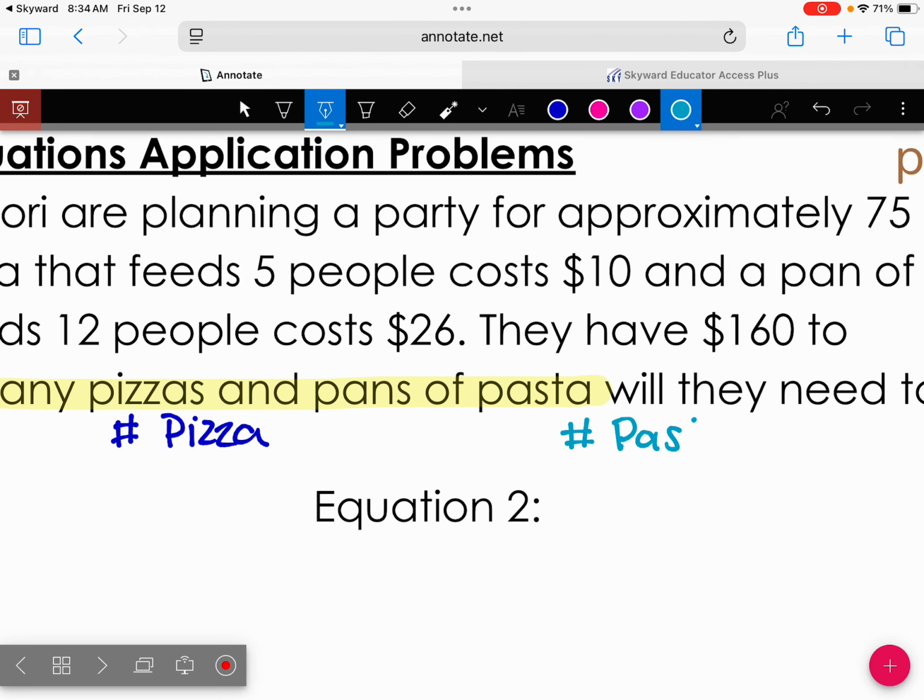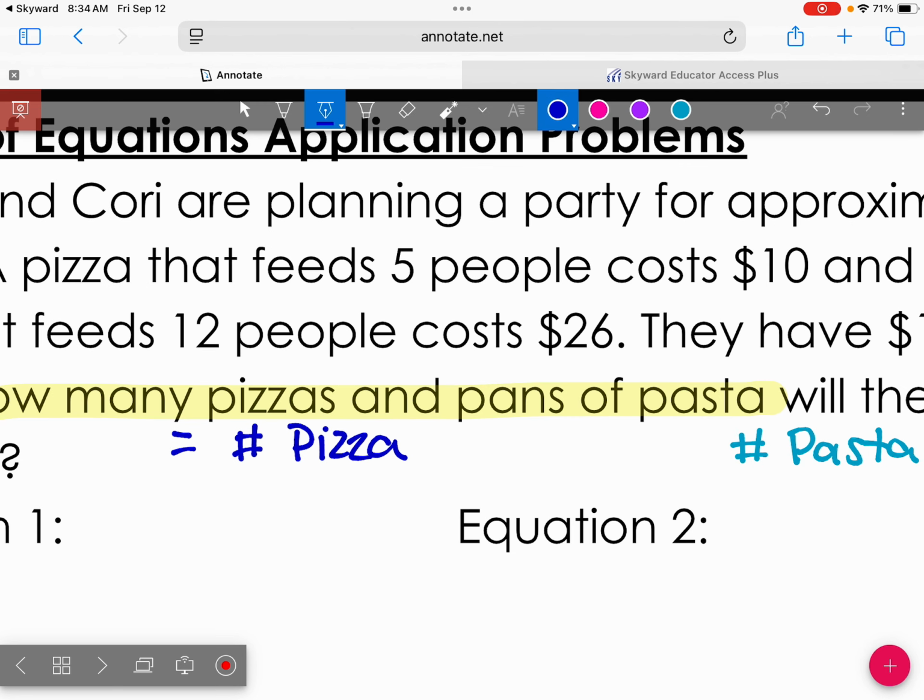So we get to pick a letter for each of them. We don't want to use P because they both start with P. So what letter do we want to use for pizza? You need to pick one. Say it again. X? X is absolutely valid. Traditional. Classic. You could use A. You could use X. You could use P for pizza if you want to. You just have to pick a different letter for pasta. You could use a happy face and a heart for all I care. It's a variable. It's a placeholder.